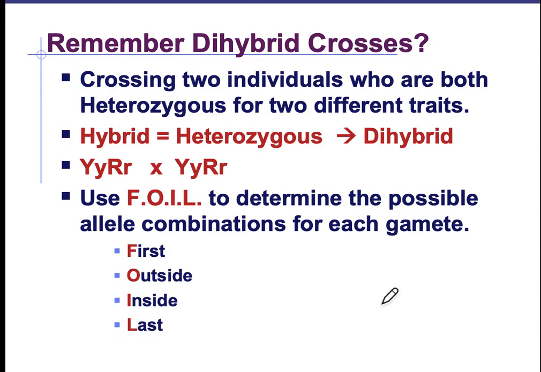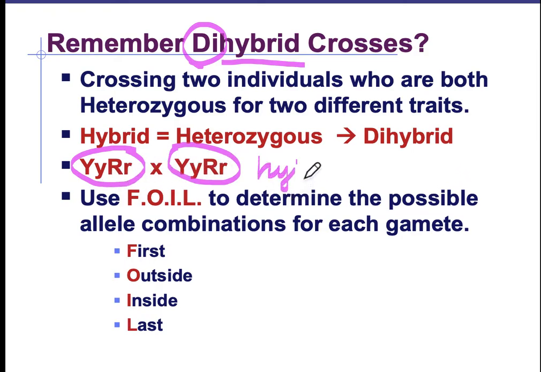Just remember that a dihybrid is 2 hybrids. So a dihybrid cross is looking at crossing this individual with this individual, and each of these individuals is a hybrid. Okay, they are each hybrid or heterozygous for both of these traits.